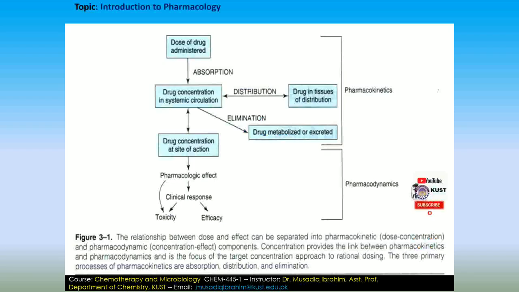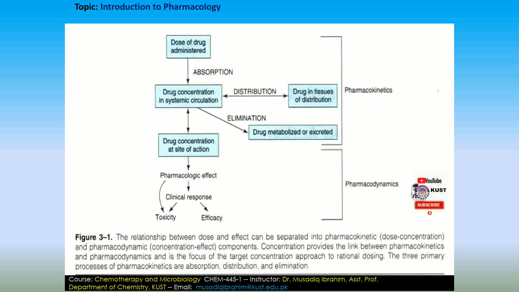Here in this slide, in this schematic flow sheet diagram, you can see that you have two portions. On the right-hand side, it is written pharmacokinetics, and then below in the bottom right side, it is written pharmacodynamics. So pharmacology has been divided into two portions in terms of when the patient is given a specific drug: what is happening to the drug, and what the drug is doing to the body.